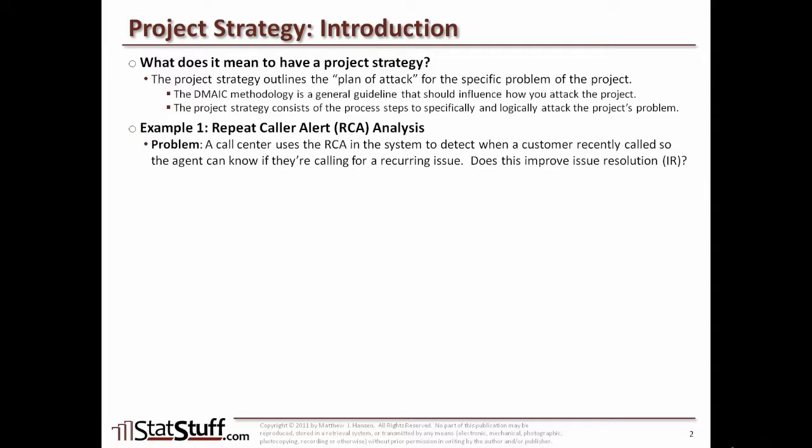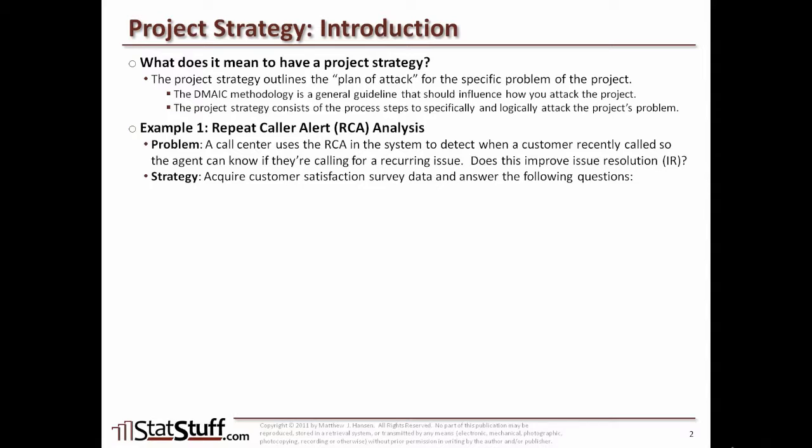So they want to know, does this alert in the system help improve issue resolution, which is a metric that helps us understand whether we have resolved the customer's issue? By making the rep or the agent aware of the customer being a repeat or potential repeat caller, is that going to help them improve the issue resolution metric?